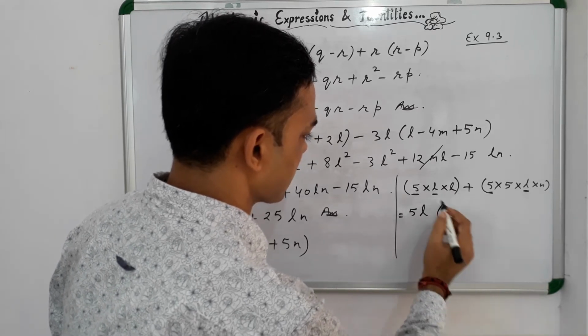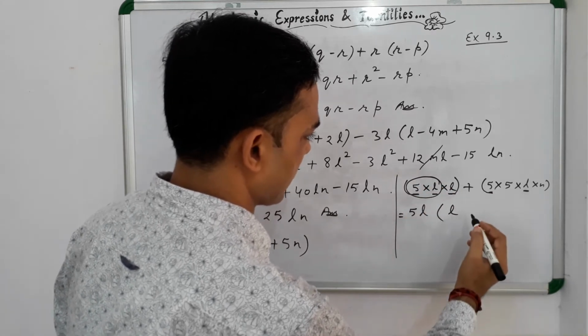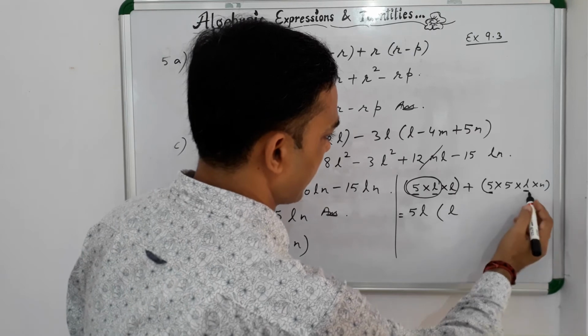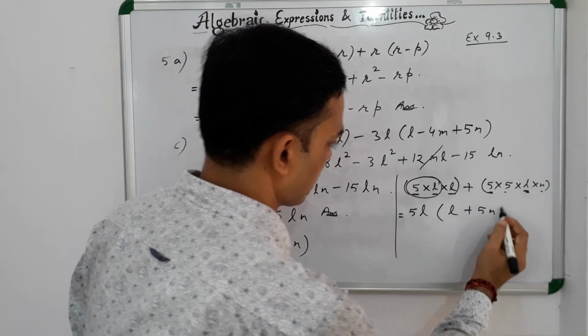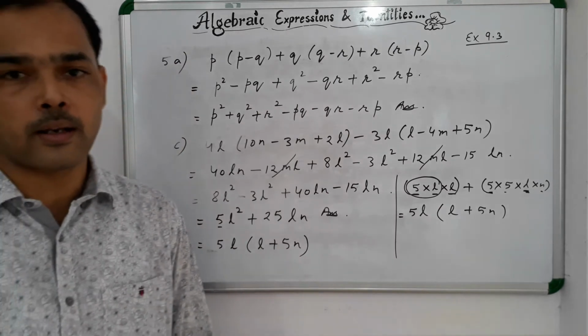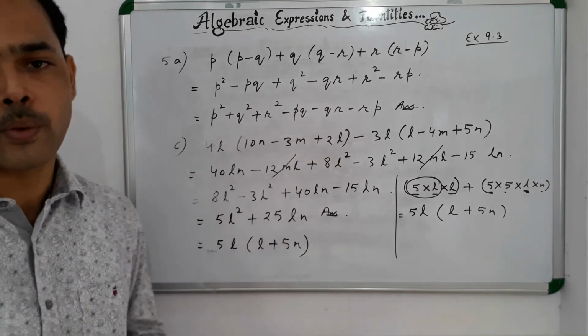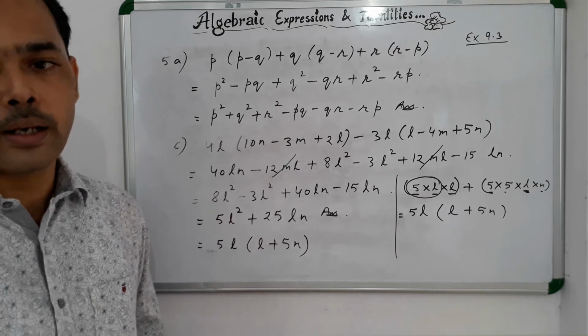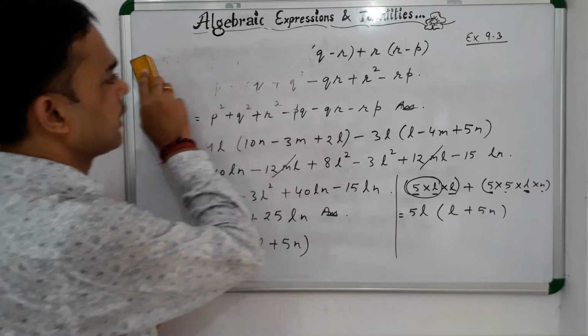Now what is left? If you have taken 5L common, what is left over here is L, and here what is left is 5n. So this is the final answer. But yeah, if you write it till here, then also there is no problem. Now let me do more, and let's do the D part now.